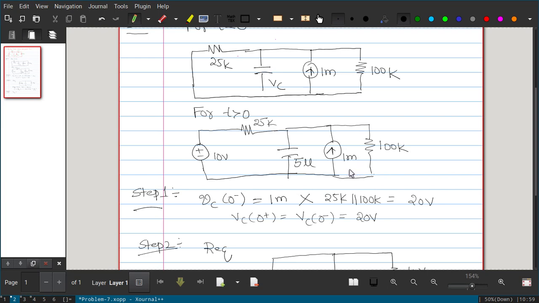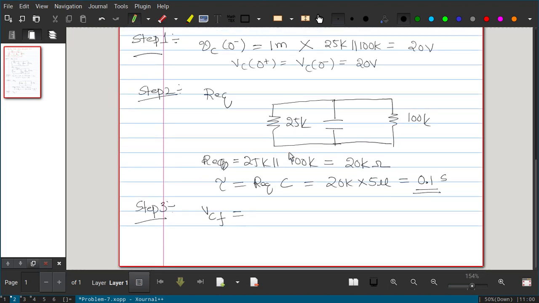What is the current due to? Current is due to two factors here. One is due to the 1 milliampere current source. Another current is due to the 10 volt battery. So you have to use the superposition theorem and separately find the current passing through this 100 kilo ohm due to 10 volt, and the current passing through this 100 k due to 1 milliampere. Then you add, and you will get the current passing through this. You multiply by the resistor, and you will get VC of F.